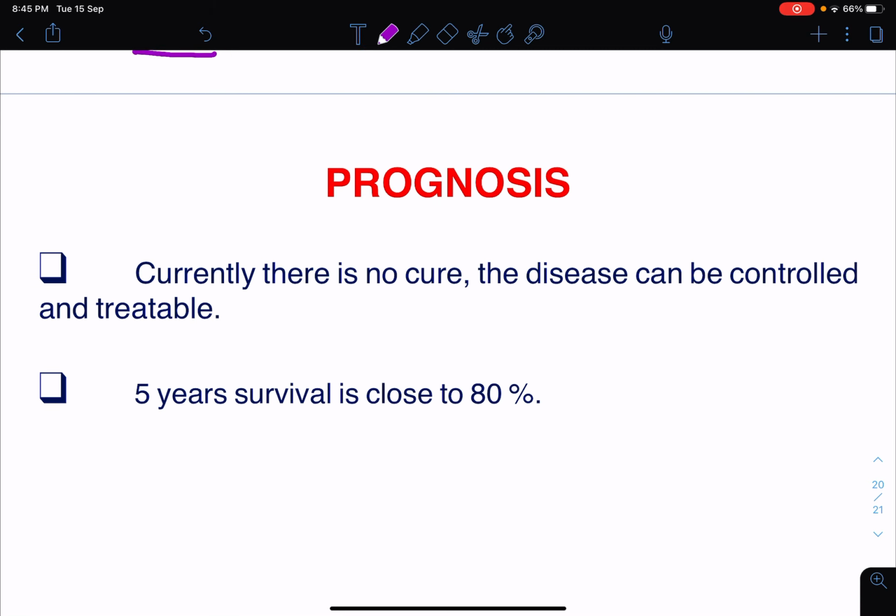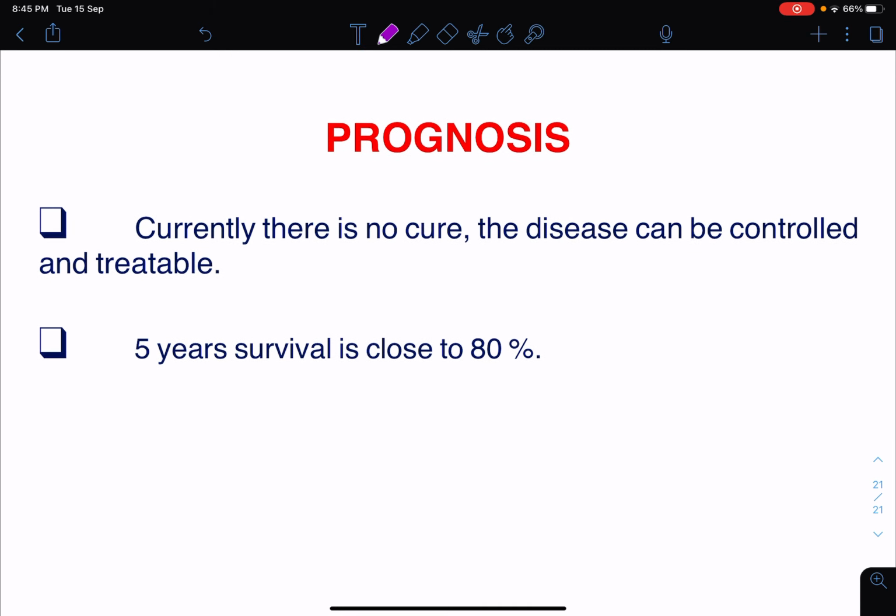If we talk about the prognosis, basically there is no cure for the disease, but the disease can be controlled. It's a treatable disease and the manifestations can be controlled. And 5-year survival is close to 80%. So it is not so bad if treated on time and treated with proper medications.